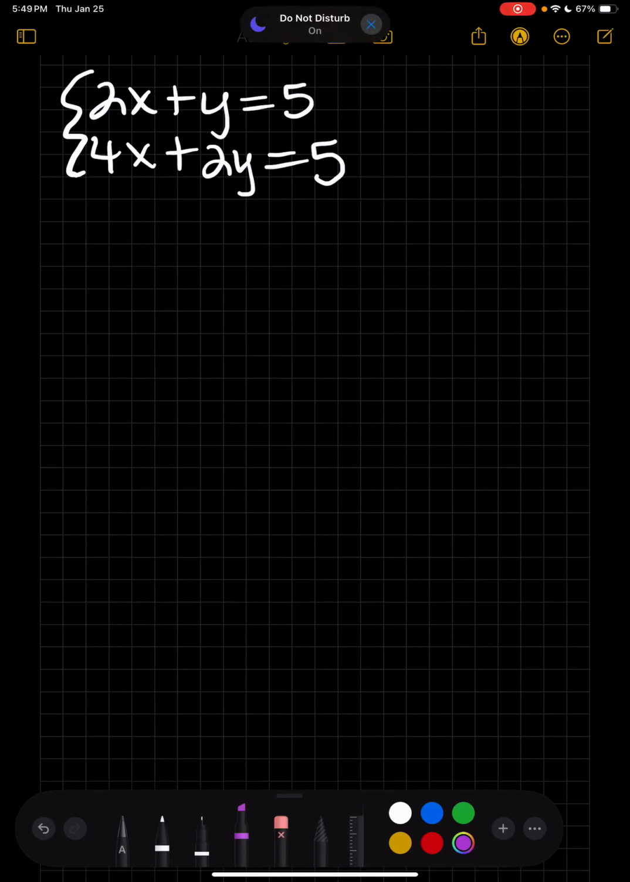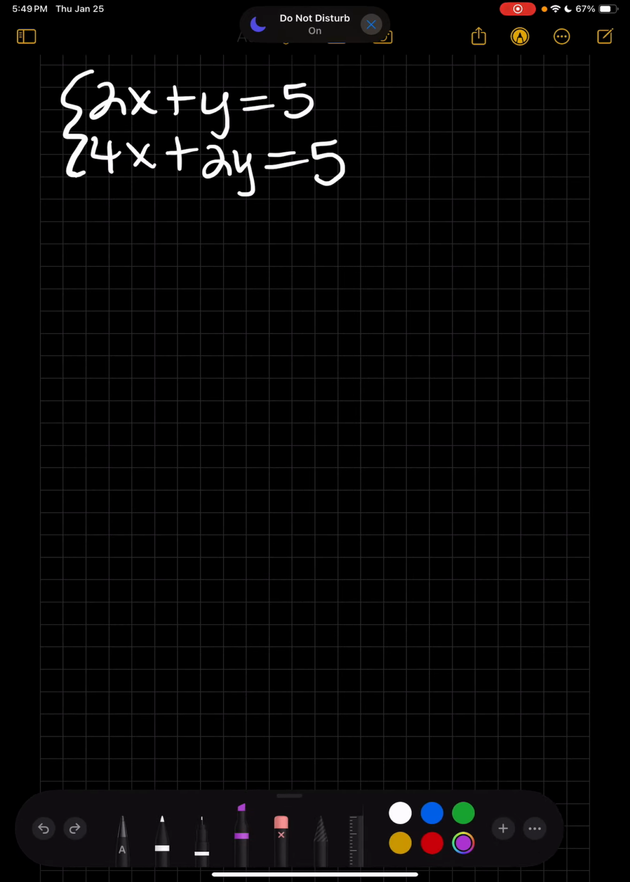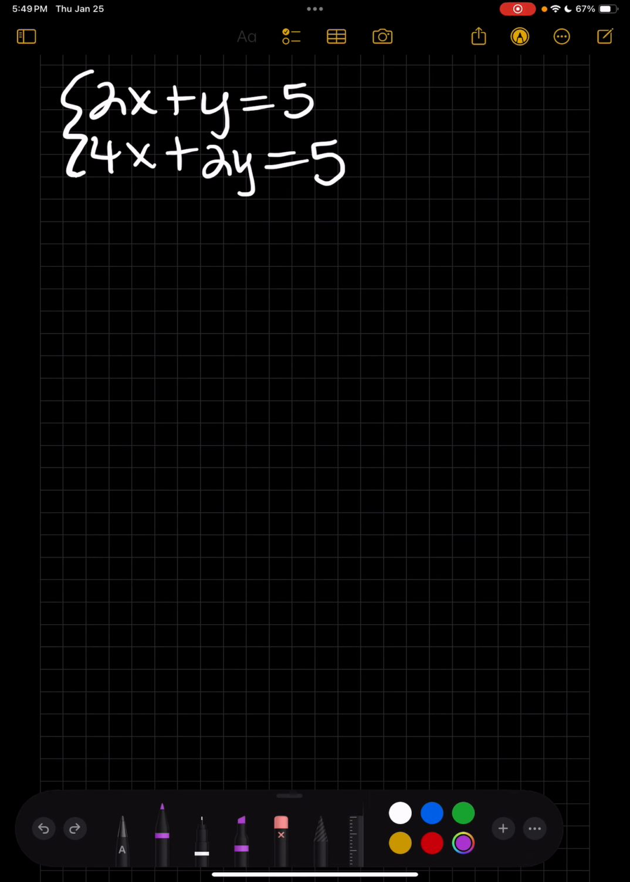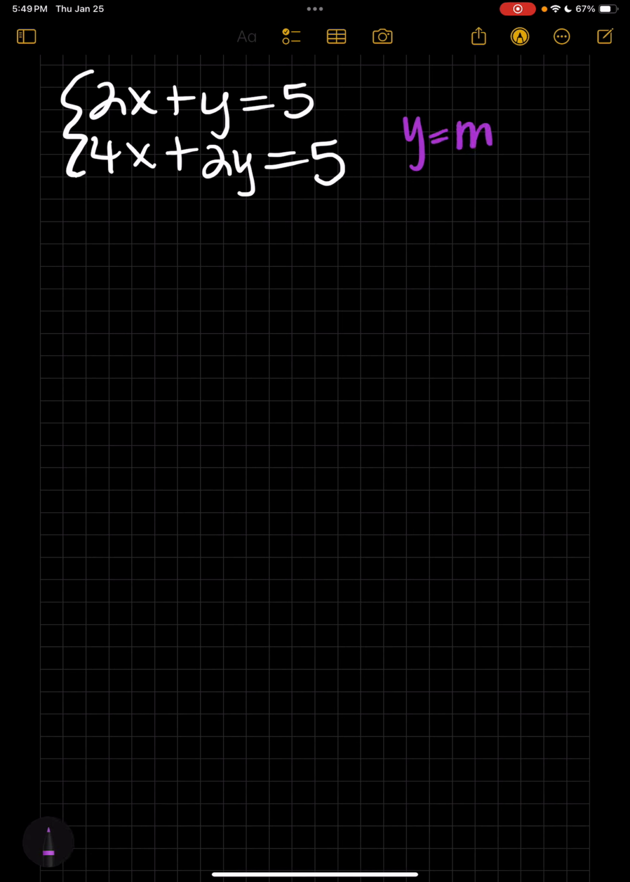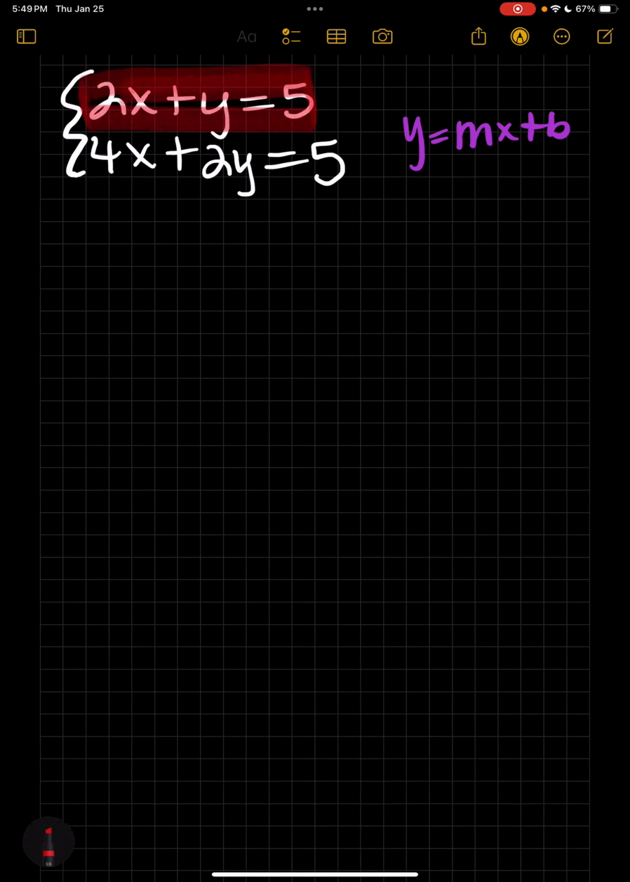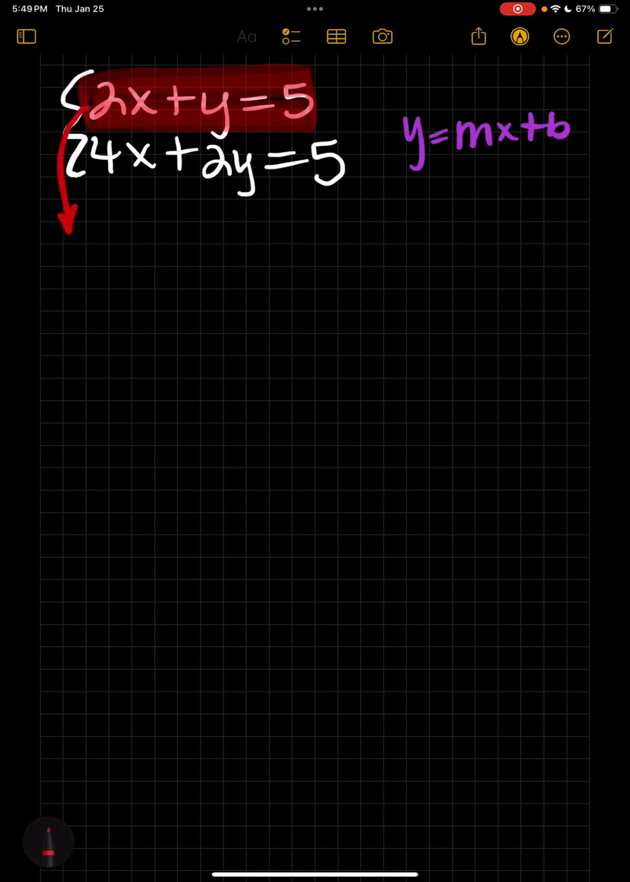Okay, so if we are trying to graph these, I want to put both of these in my slope-intercept form, which is y equals mx plus b. So if we take this first equation here, let's solve it for y. I'm going to rewrite it right here.